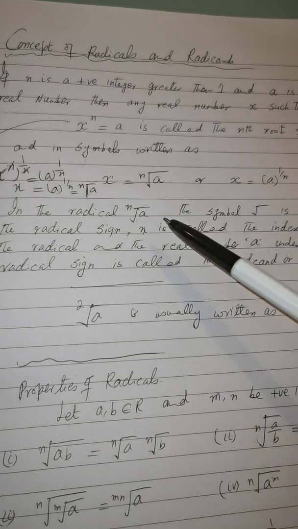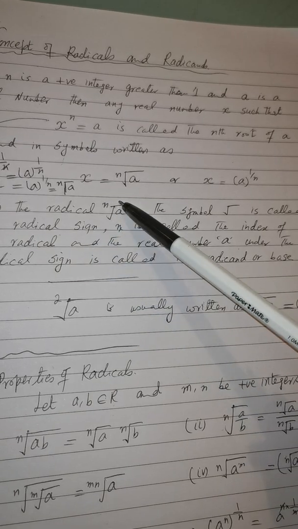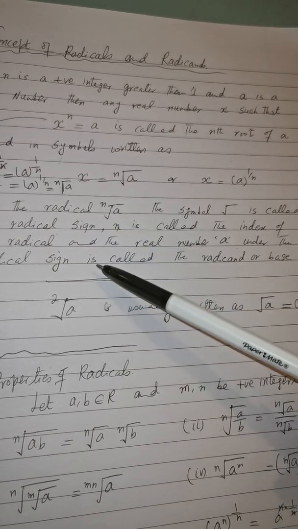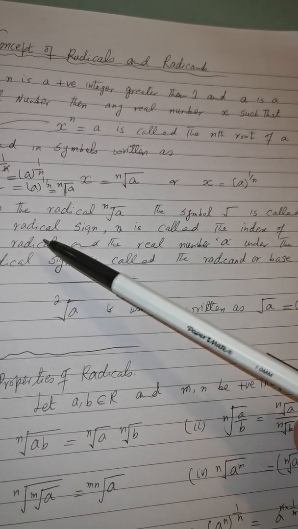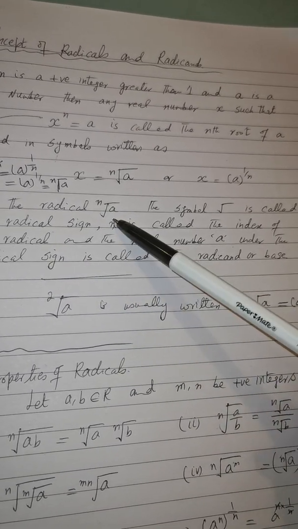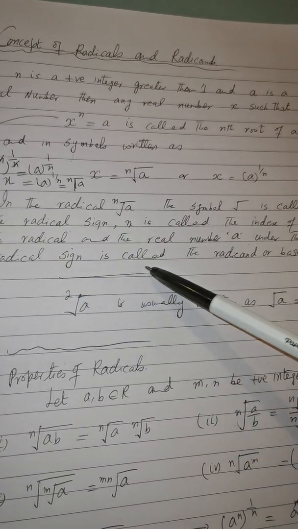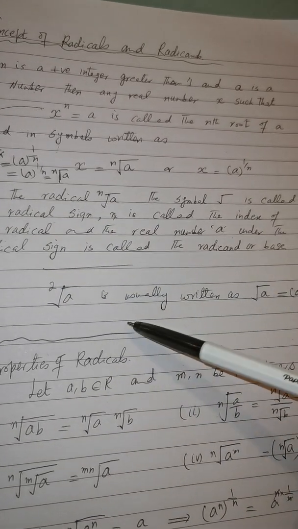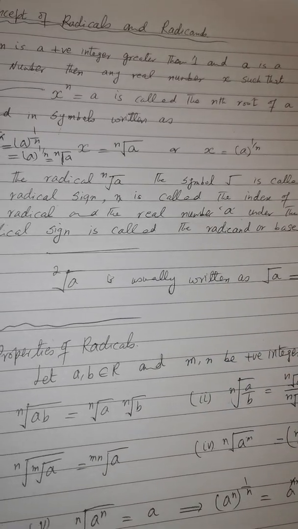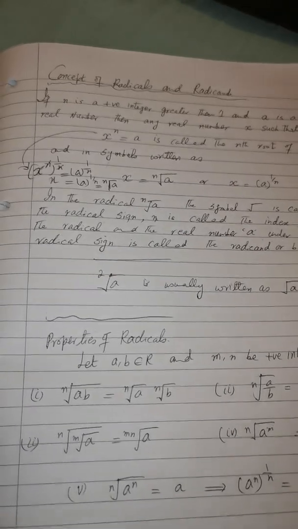Now in the radical, this sign is called a radical sign, the under root sign. N is called the index of the radical or power of the radical. And the real number a, which is under the radical sign, is called the radicand or the base. This is the concept of radicals or radicands.